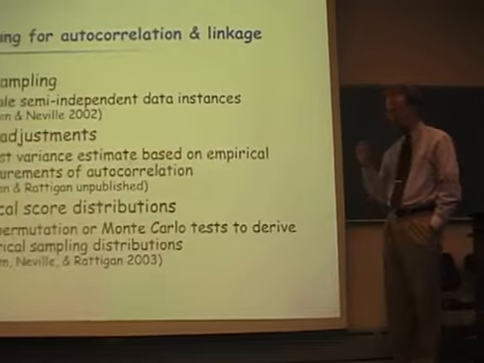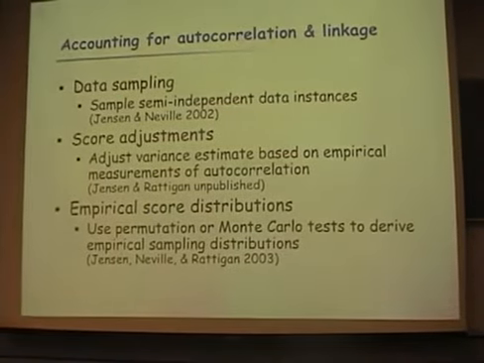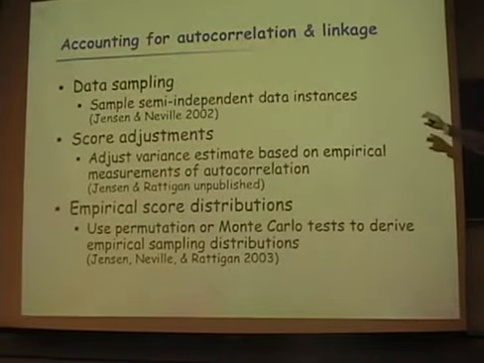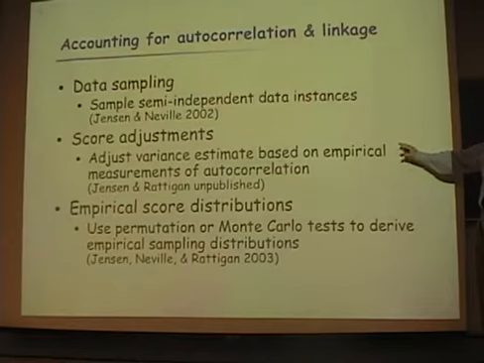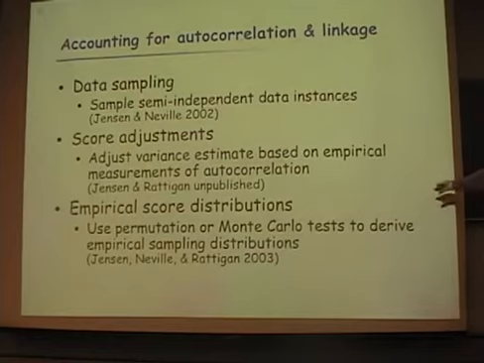Okay, and we can account for this in various ways. You can do data sampling, where you try to form semi-independent instances. You can also do some adjustments to the individual scores. We've done a little bit of that. And you can also use Monte Carlo or permutation tests to try to find the correct empirical score distributions that account for the effective sample size.